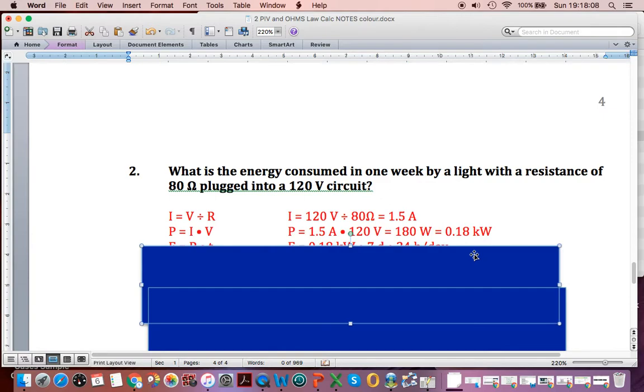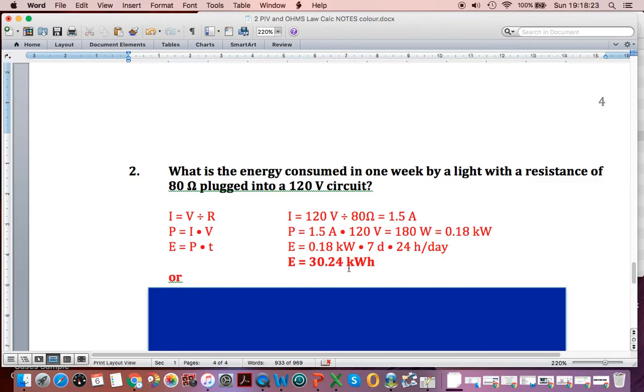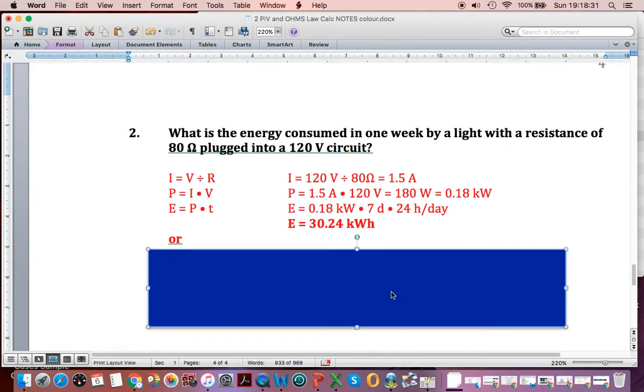And since we're going to be doing a week, that's going to be a lot of time. That's why I went to kilowatts. Way back when, we said energy equals power times time. So we take that 0.18 kilowatts, we multiply by the number of hours in a week, which is 168, and we get 30.24 kilowatt hours. So again, combo special, we had to use 3 formulas to get there. There's a lot going on there.